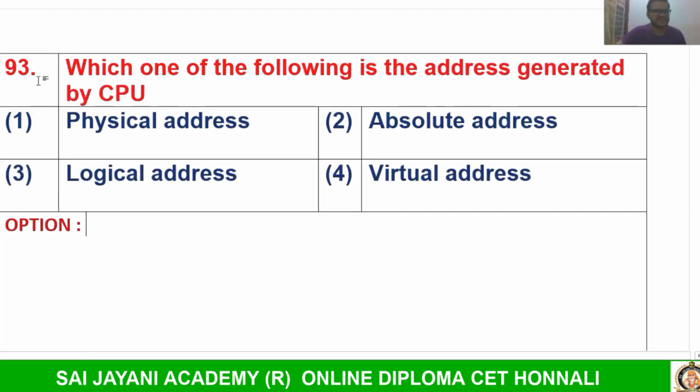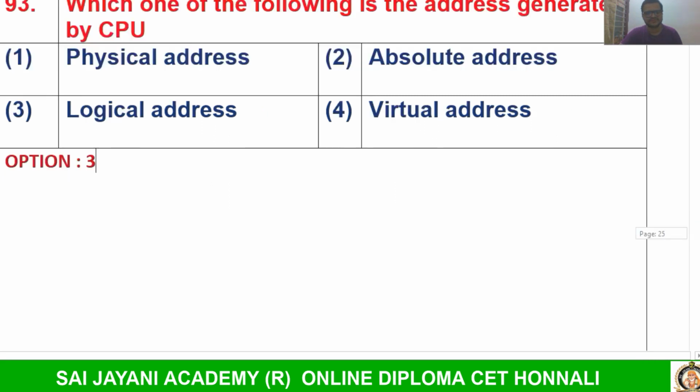From the Diploma CET 2018 question paper, and for the branch Computer Science and Engineering, and the subject is operating system. In that, the question number 93. Which one of the following is the address generated by the CPU? For that question, we have 4 options. In that, the first option is physical address, the second option is absolute address, the third option is logical address, and the fourth option is virtual address. For the question number 93, the option number 3, that is logical address, is the right answer.